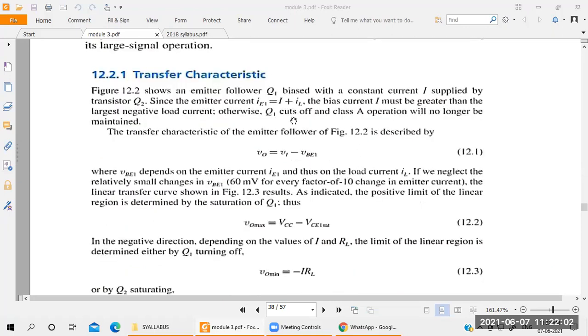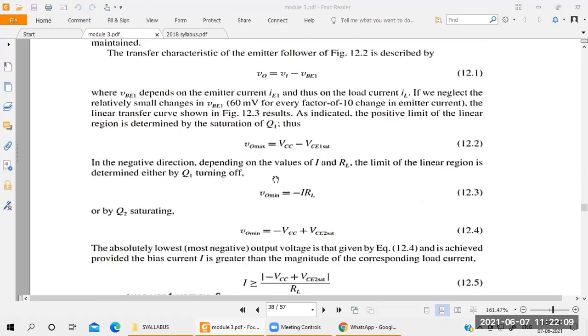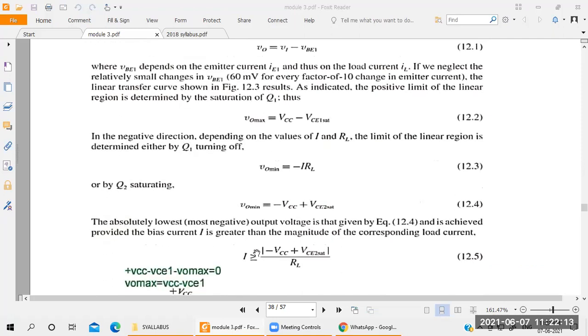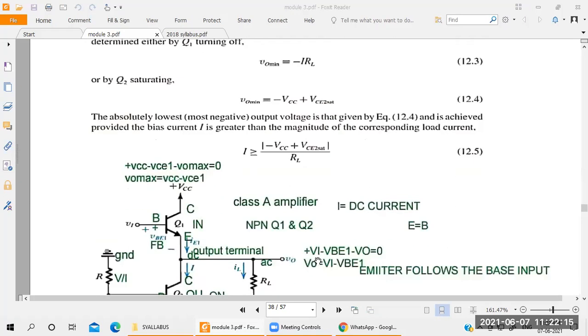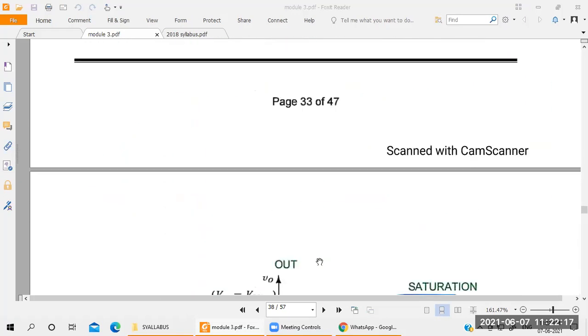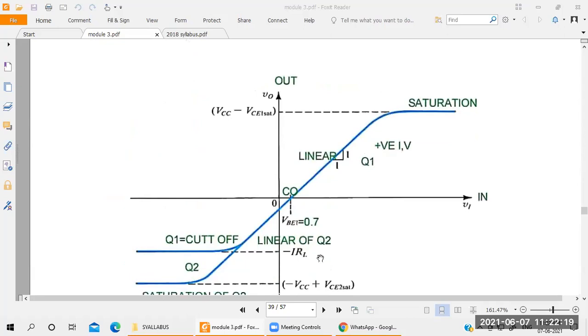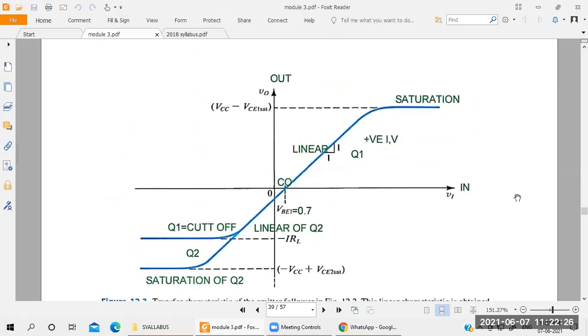First, you write the equation for the positive cycle, V0 and V0 maximum. The negative cycle is V0 and V0 minimum. Then you take the biasing current equation according to Ohm's law. Understood? Then you have to write the transfer characteristics. What is the meaning of transfer characteristics here?